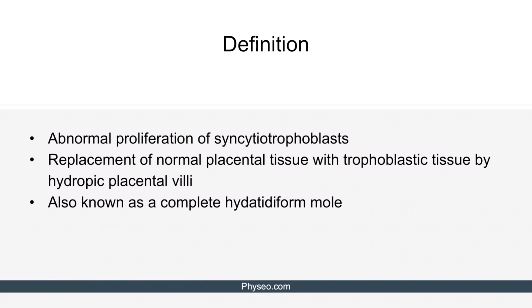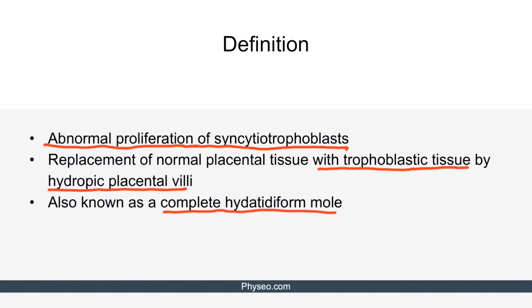Complete molar pregnancies are an abnormal proliferation of syncytial trophoblasts. They result in the replacement of normal placental tissue with trophoblastic tissue by hydropic placental villi. Complete molar pregnancies may also be referred to as complete hydatidiform moles.